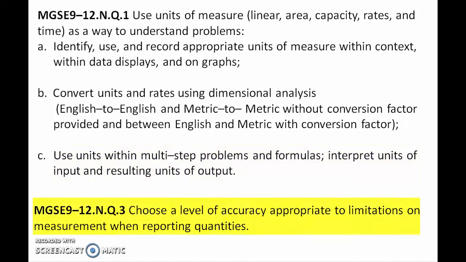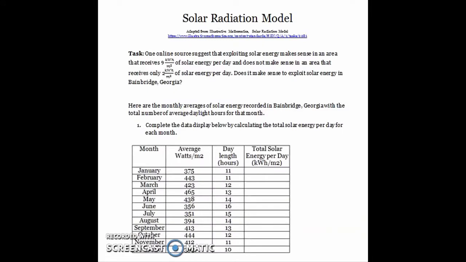Now, in the second standard that we are going to address, NQ3, students are going to have to choose a level of accuracy appropriate to limitations on measurement when reporting quantities. The task that you are about to view has been modified from the task Solar Radiation by IllustratedMathematics.Org. I have incorporated data from the local region to be more applicable to my students. Let's take a look at the original task and where we can find it, so that if you like it you can modify it for your own students or use the one that they provide.